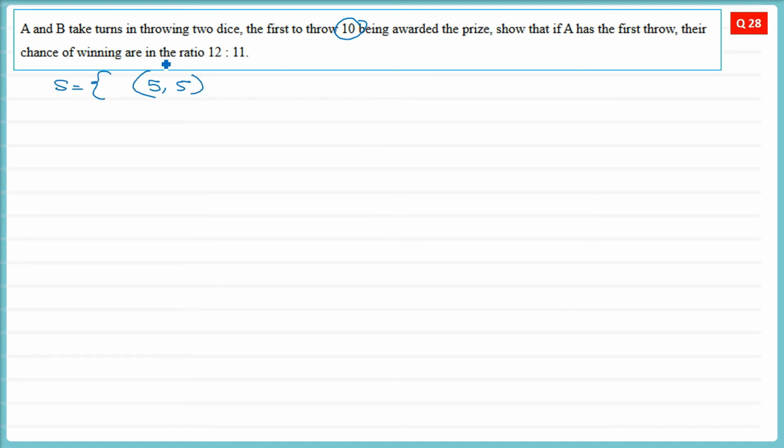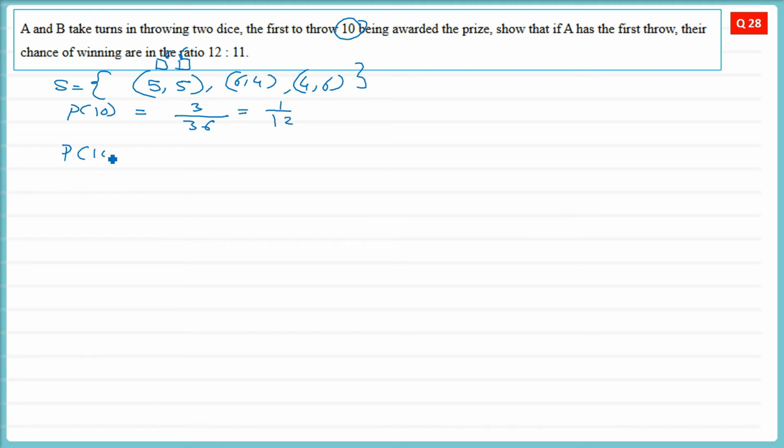So when you throw the dice, whatever numbers appear, if you add them, it has to come as a 10. So 5,5, 6,4 and 4,6 are the possibilities, because when we add these values, you are going to get a 10. So what is the probability of getting a 10? It's favorable cases, which are 3 in this case, and total number of cases are 36 when you throw the dice. So 3 divided by 36, which gives you 1 by 12.